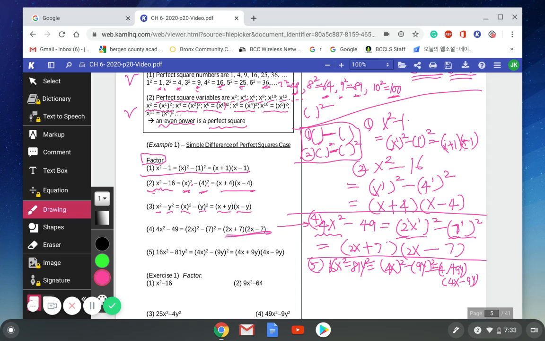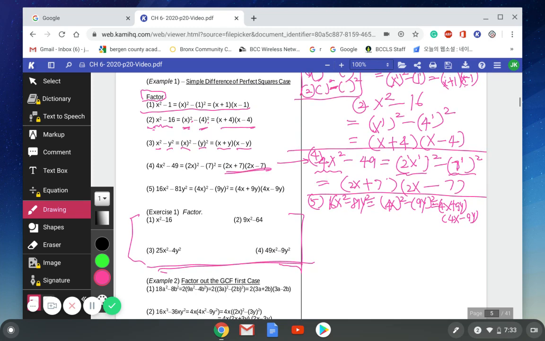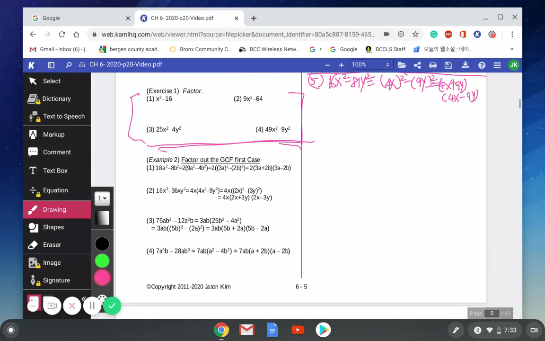Now let's do some more exercise. Try these 4 questions and check your answer at the bottom of this particular section. Okay. So this was the simple difference of a perfect square case.